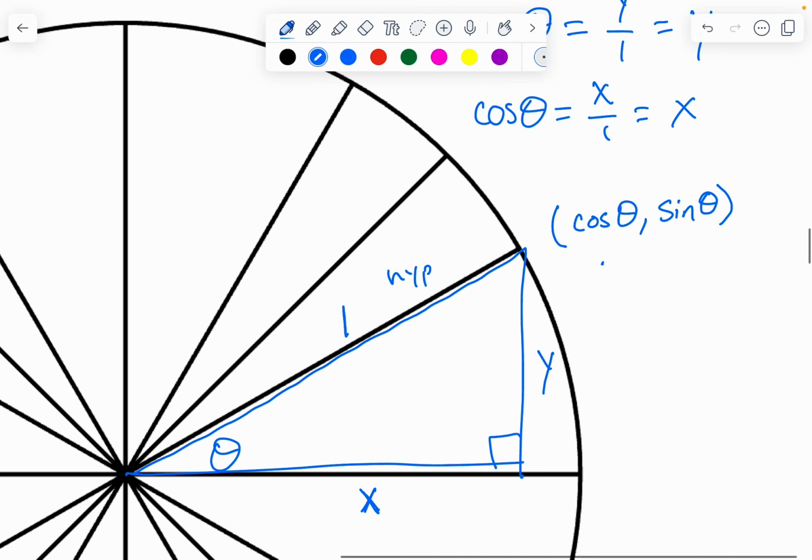You can think of, if you put them in order, x, y: alphabetically, x comes before y. Alphabetically, cosine, C, comes before sine, S. So if you put them alphabetically in order, that might help you remember what's what.